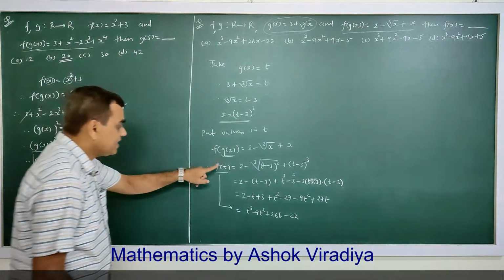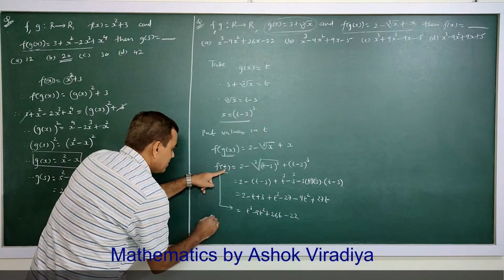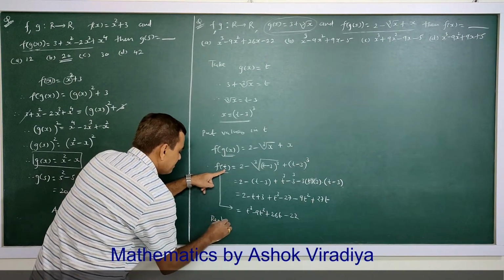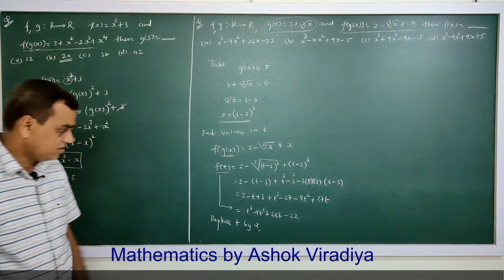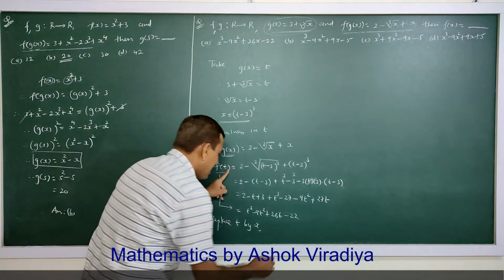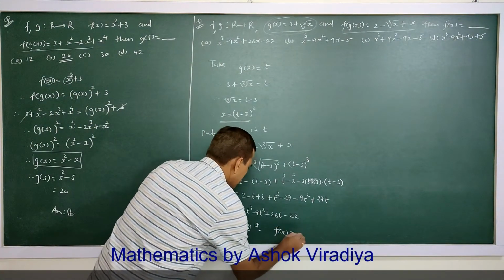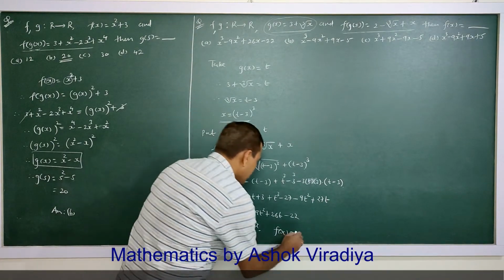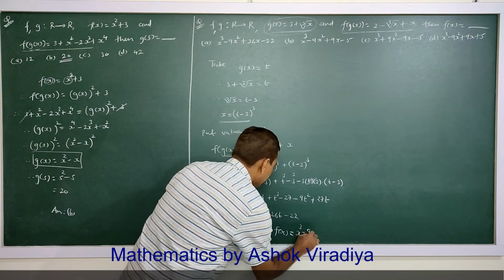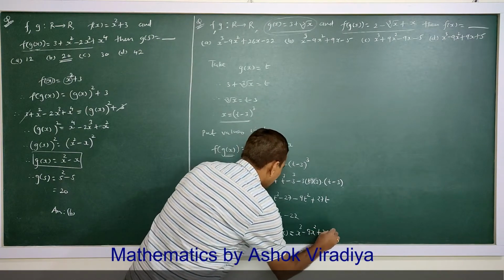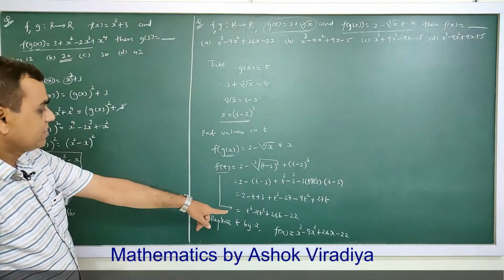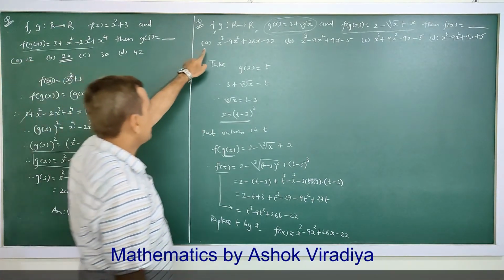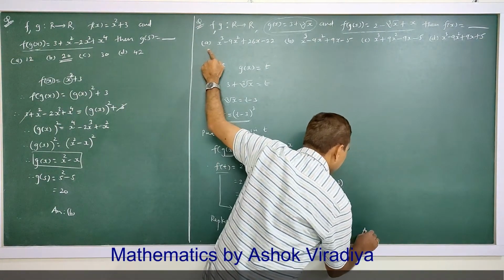Now I am replacing t by x. Replacing t by x means we are just changing the symbol. So f of x is x cube minus 9x square plus 27x minus 22. So that is option A. So the answer is A.